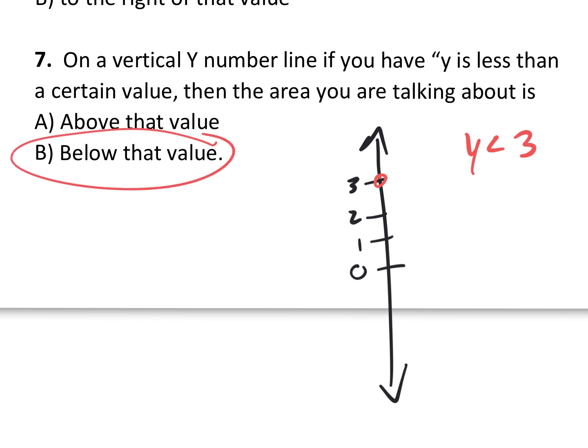Below that value. And here on this example, you'll be going down this way. Y is less than 3. Here's 3, less than is below. Greater than would be above. Okay? So I hope you understand that.